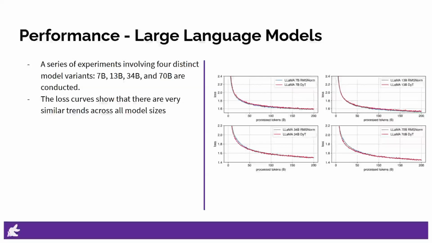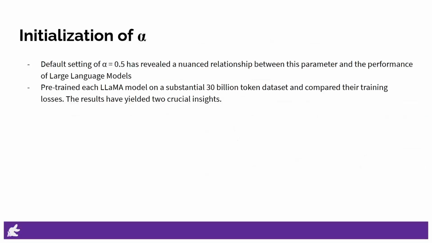It demonstrates that Dynamic Tanh achieves comparable performance to RMSNorm across all four model sizes, underscoring the effectiveness of this approach. The loss curves show very similar trends across all model sizes, with training losses closely aligned throughout training. The investigation into the default setting of alpha equals 0.5 has revealed a nuanced relationship between this parameter and the performance of large language models.